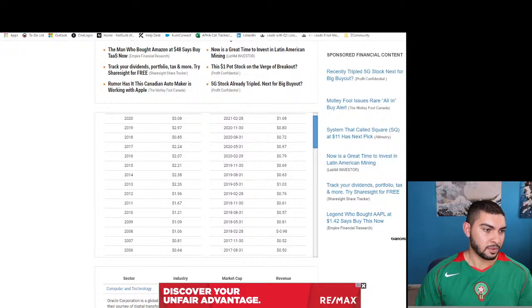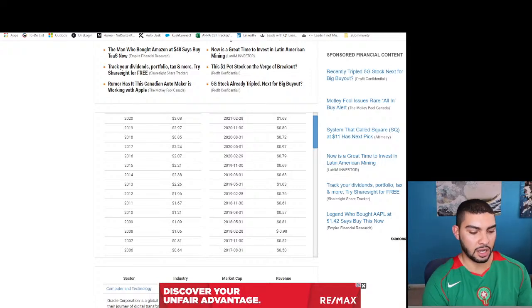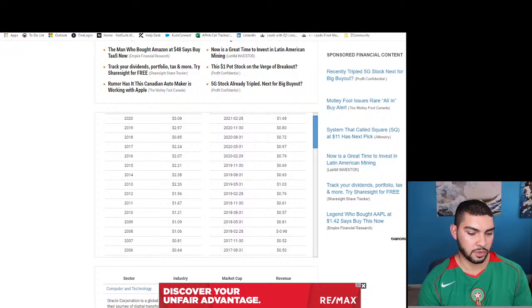Alright, 3.08 plus 2.97. Now keep in mind, this is only showing me data for 2020, so we're going to track back to 2010 only. 0.85, 2.24 plus 2.07 plus 2.21 plus 2.38 plus 2.26 plus 1.96, and then past 10 years.